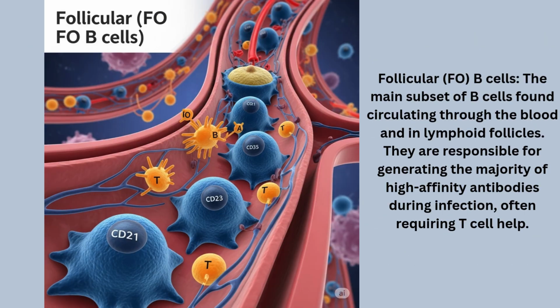Follicular, FO, B cells. The main subset of B cells found circulating through the blood and in lymphoid follicles. They are responsible for generating the majority of high-affinity antibodies during infection, often requiring T-cell help.